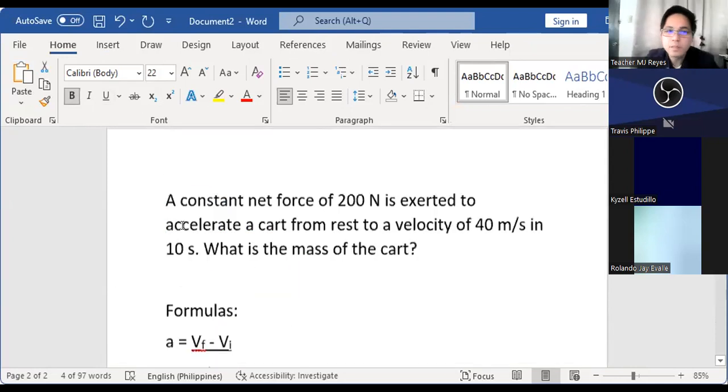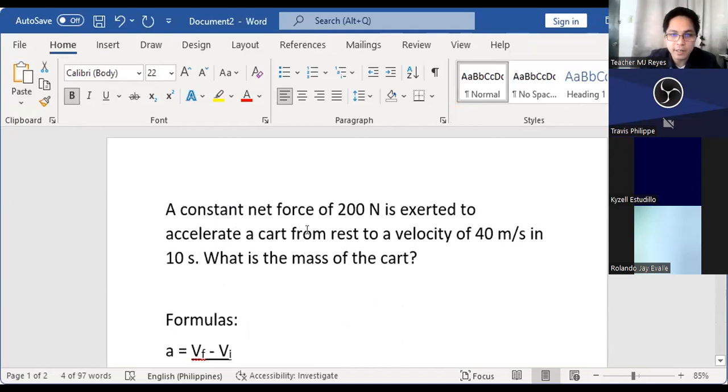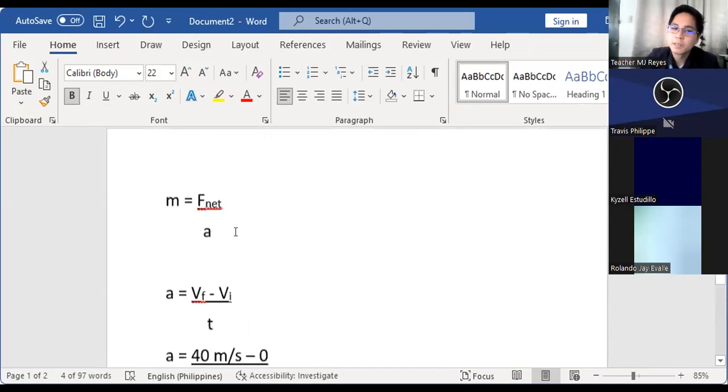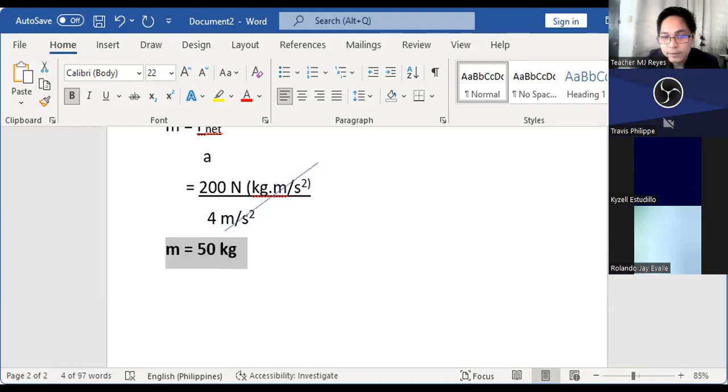So to answer this problem: a constant force of 200 Newton is exerted to accelerate a cart from rest to a velocity of 40 meters per second in 10 seconds. What is the mass of the cart? The mass of the cart is 50 kilograms. Did this answer the problem? Did you get the correct answer? Chavez gets the correct answer also. Let me have RJ. How did you come up with the answer, RJ? I did what you did.